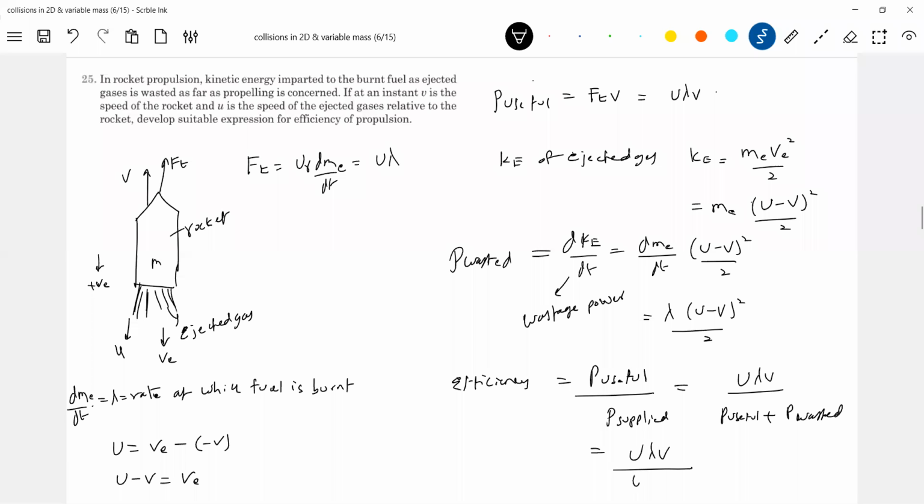So substitute this U lambda V and lambda U minus V whole square by 2. Solving this we will get an answer 2UV by U square plus V square. So this is the efficiency of the rocket. Efficiency will put a symbol eta. So like this, the efficiency of the rocket depends upon the relative speed with which gas is ejected and what velocity the rocket will acquire.